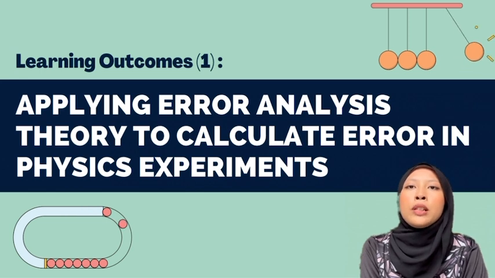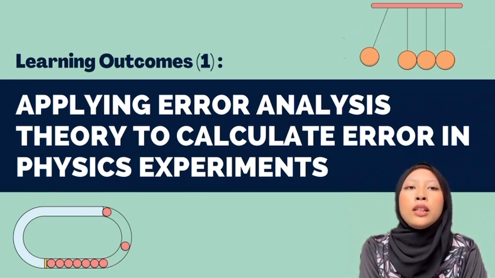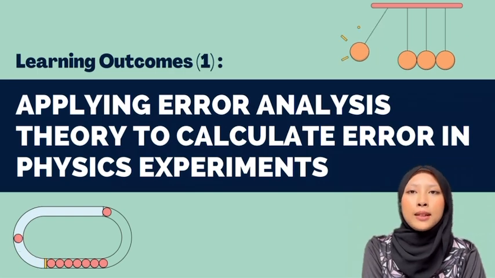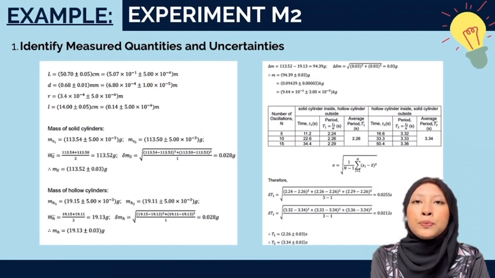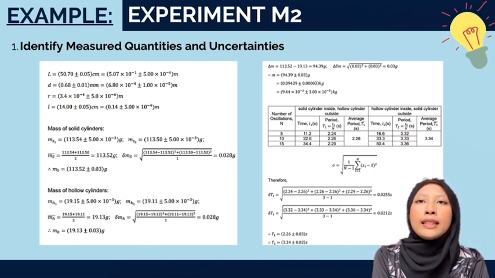Okay, right now, we will go through the first learning outcome, which is applying error analysis theory to calculate error in physics experiments. Let's take an example from experiment M2. First, we must understand the types of errors, whether it is systematic errors or random errors. Then, we need to identify the measured quantities and calculate their uncertainties as given in the figure.